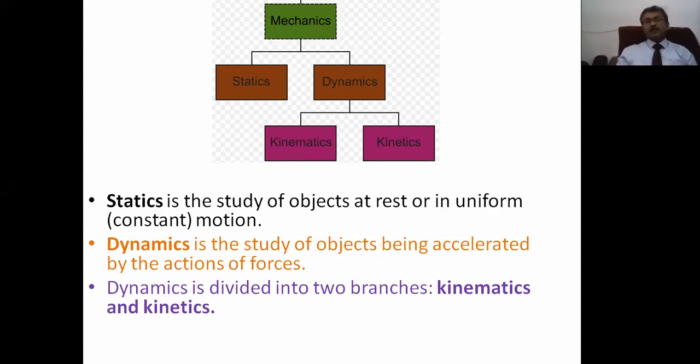Now, there are two words, bio and mechanics. Bio is the living, as I explained to you, and then mechanics. Mechanics is further divided into two: one is statics and another one is dynamics. Statics: suppose I am sitting. Even though I am sitting, there are lots of muscles which are maintaining the posture.